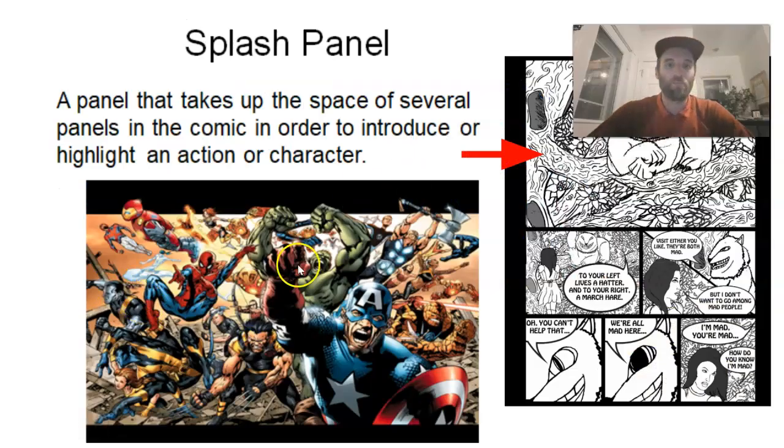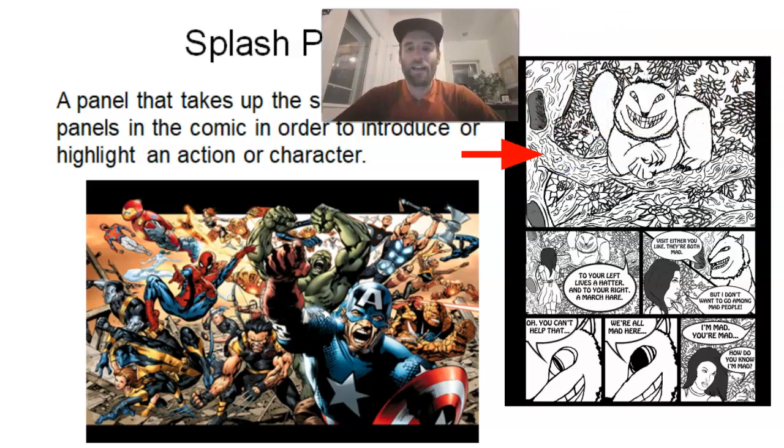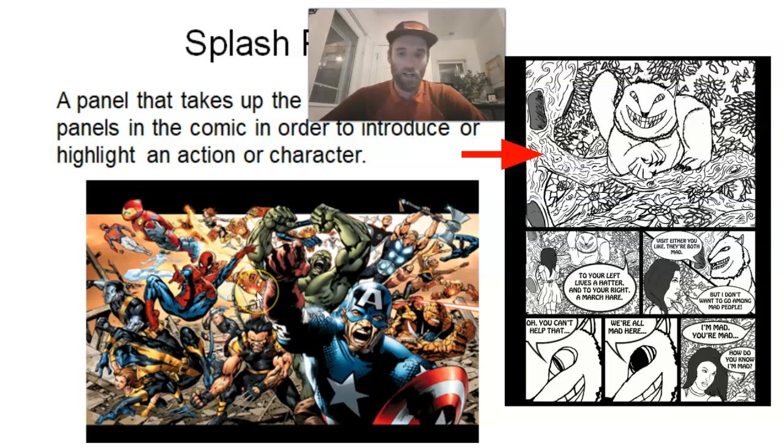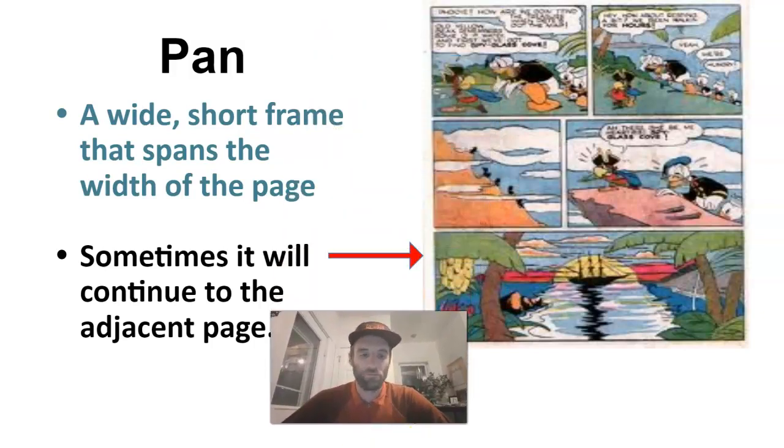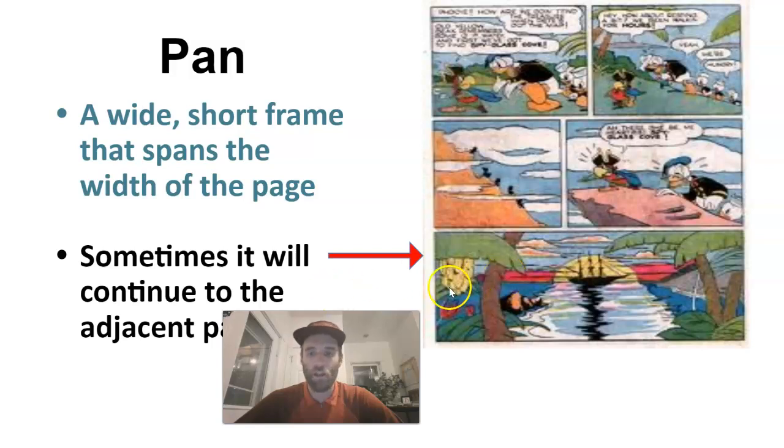Sometimes there's what's called a splash panel, which takes up a lot of space, and it's highlighting an action or a character. So you have a large panel to try to show something. This one's highlighting a character. This is highlighting multiple characters. A pan is a wide short frame, so you have the whole width of the page, called a pan. It's like a panoramic view, so you can see more.